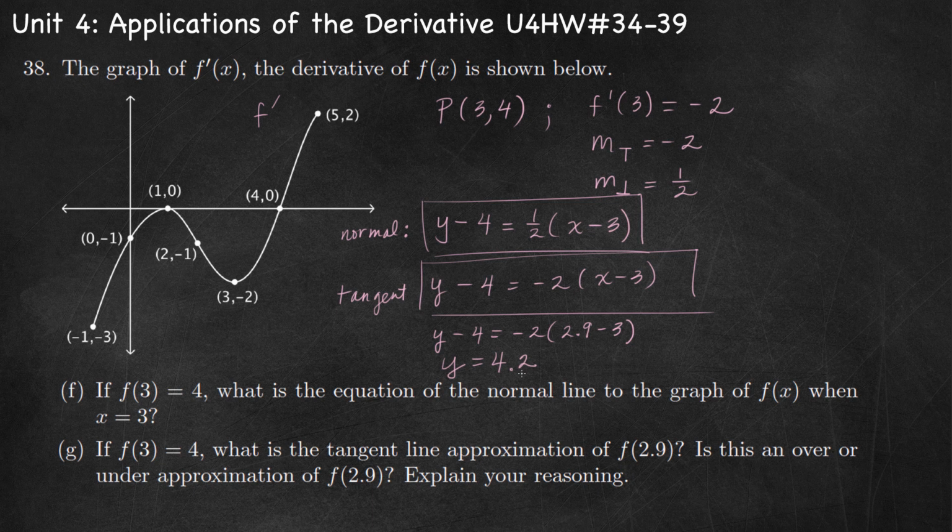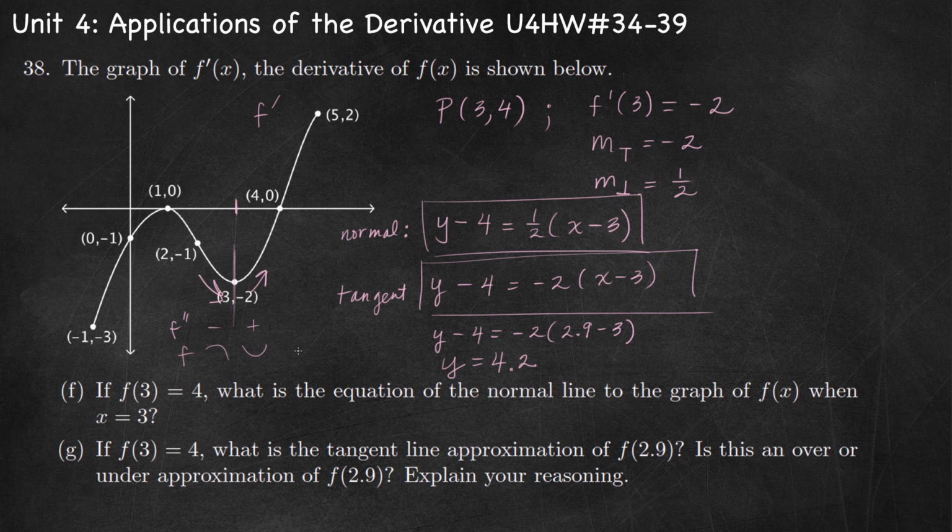Is this an over or under approximation? Well, for that we want to know the concavity of the graph when x is 3. Now that's going to be a little bit tricky in this problem. We have the graph of f prime, so we can see concavity of f by thinking about whether f prime is increasing or decreasing. But look what happens at 3. At 3, the derivative is changing from decreasing to increasing. That means the second derivative is changing from negative to positive. F double prime is changing from negative to positive. And so f is going to be concave down to the left of that point and concave up to the right of that point. So we're at an inflection point when x is 3.